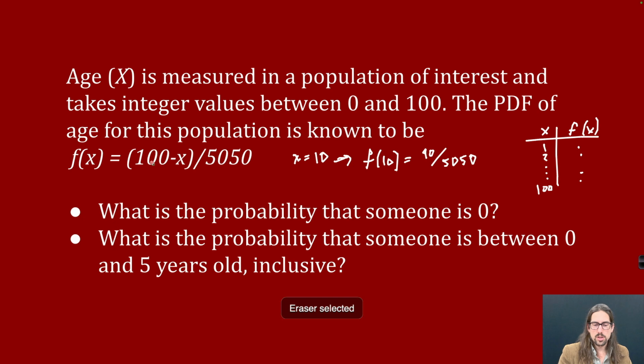So question for you is, if this is the density, what's the probability that somebody is exactly 0 years old? They haven't turned 1 yet. And what's the probability that somebody is between 0 and 5 years old?